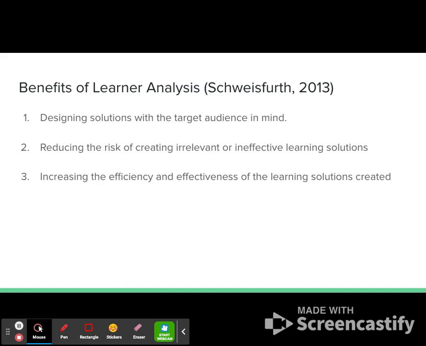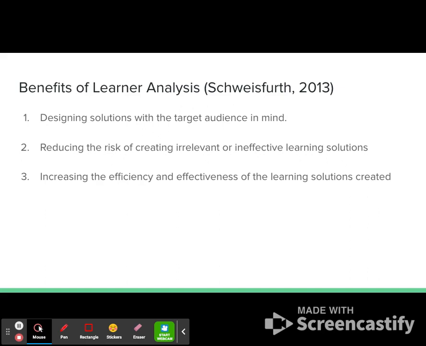Second, learner analysis can help to reduce the risk of creating irrelevant or ineffective learning solutions. By identifying the knowledge and skills that the learners need to acquire, we can focus our efforts on creating solutions that meet those needs rather than wasting time and resources on solutions that miss the mark.